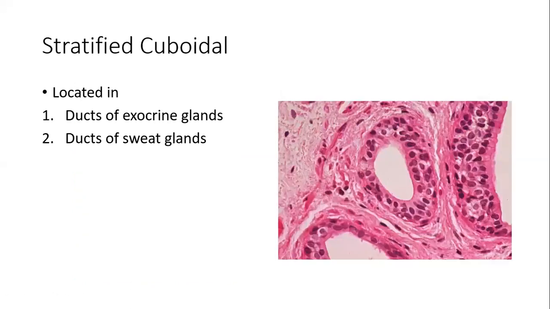Next, we have stratified cuboidal. This type of epithelium has limited or restricted distribution in the body, and it is usually found in the lining of the ducts of exocrine glands and the ducts of sweat glands.